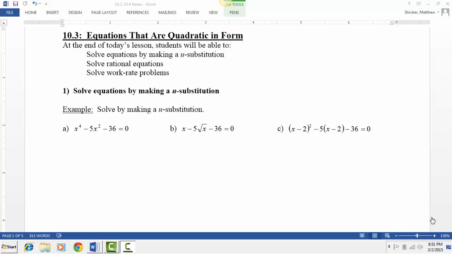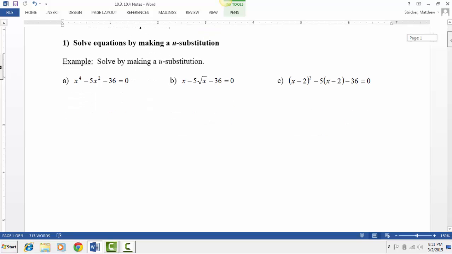Okay, so in this video we're going to learn how to solve equations that are not quadratic by making a u substitution that will then make them look like quadratic equations that we already know how to solve. And we'll talk about that. And then the second thing we're going to do is review how to solve rational equations so we can solve shared work problems. But before we get to the shared work stuff, I want to jump into this whole idea of what a u substitution is.